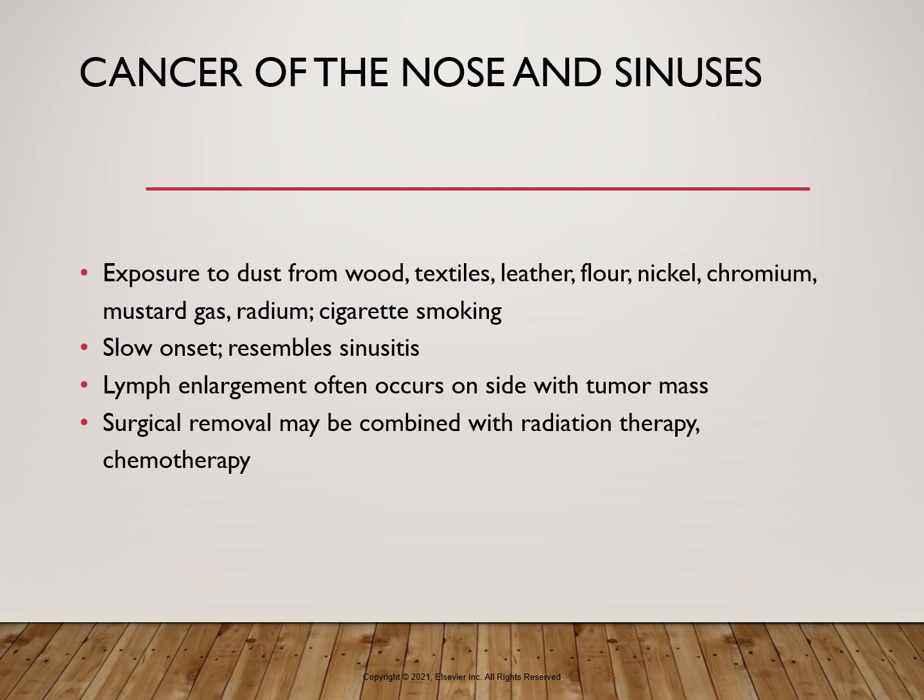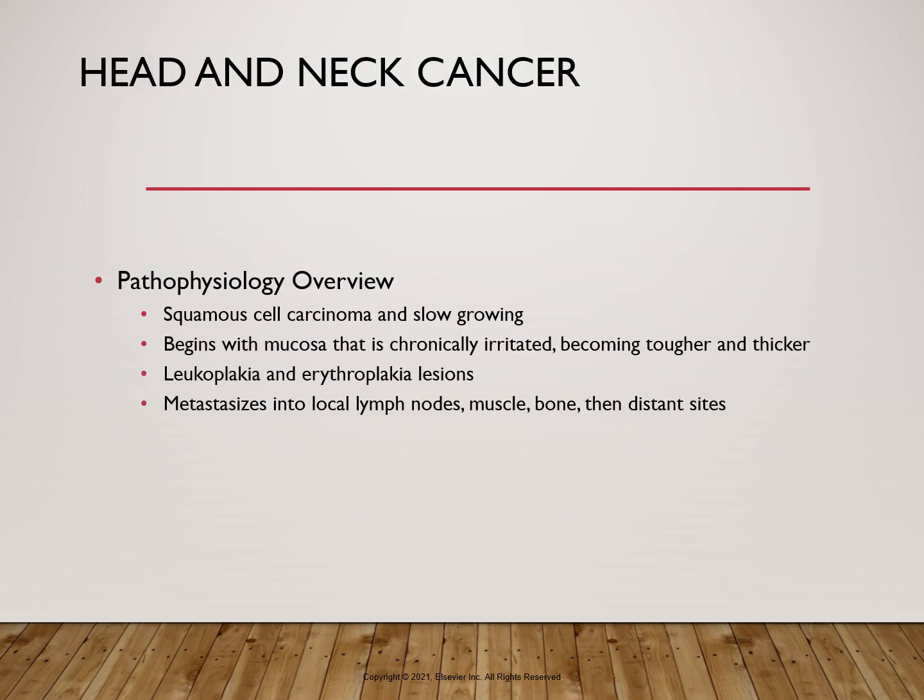A lot of times it's caused by exposure to different chemicals. Could be cigarette smoke, could be dust. It's a very slow onset. Surgical removal was an option, but they said it would be very disfiguring, so she went with radiation therapy. Head and neck cancer typically is squamous cell carcinoma. It's very slow growing. Often it's mucosa that's chronically irritated. That was what hers was, her nasal mucosa that was constantly irritated.